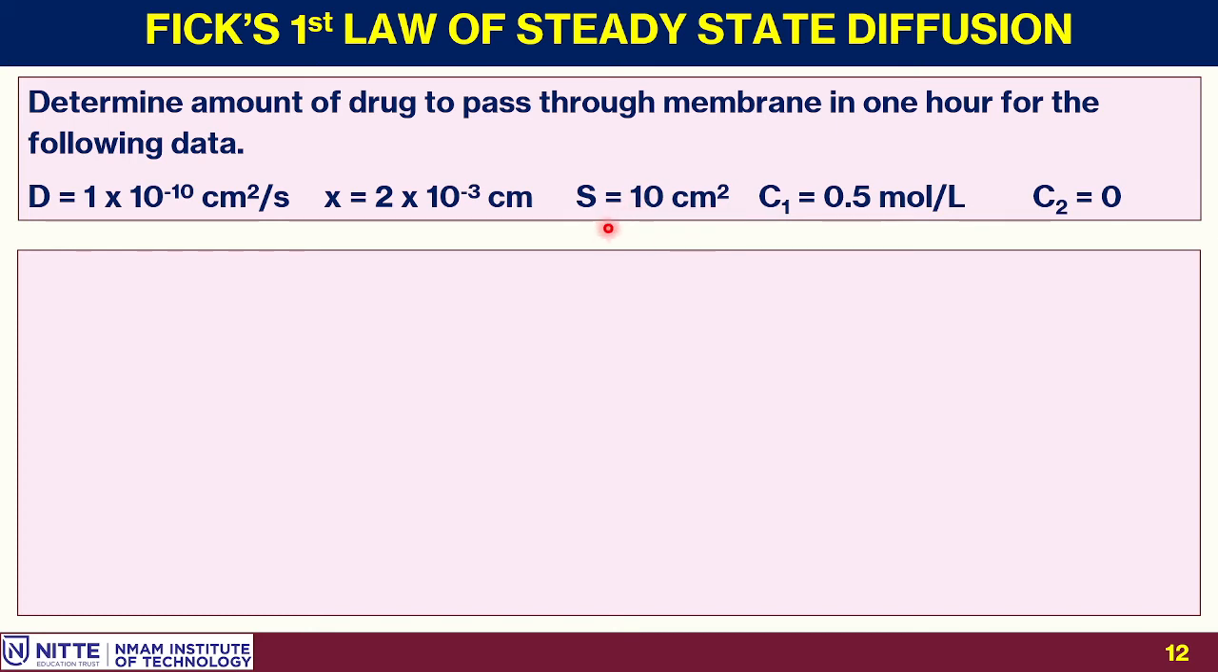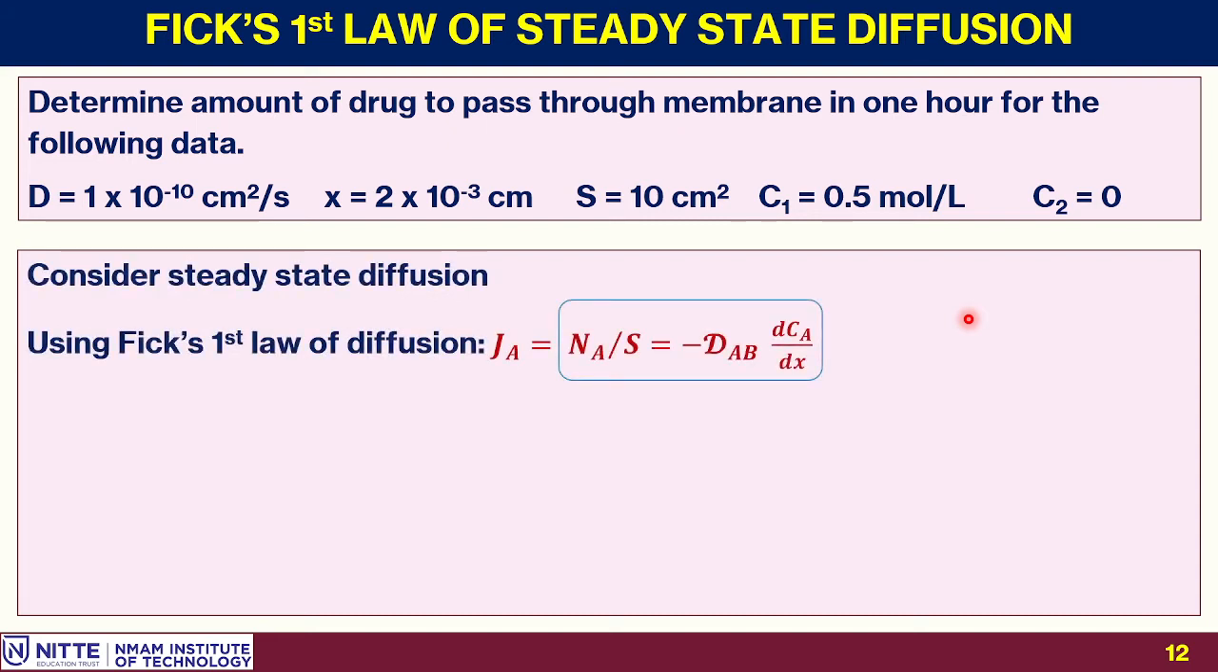Usually we take surface area as A, but here in mass transfer, let us take it as S. The reason is we have allocated the term A for the molecule A. In order to avoid confusion, we'll take surface area as S in diffusion or any mass transfer relations. C1, the concentration at the higher end, is 0.5 mole per liter. On the other side, it is 0. Since there is a concentration gradient, mass transfer must occur. So let us use Fick's first law of diffusion.